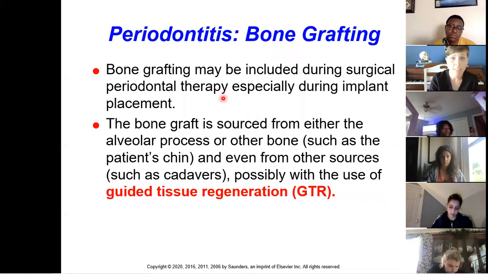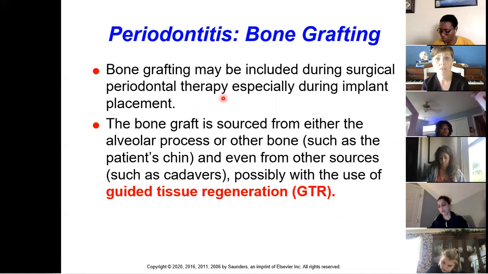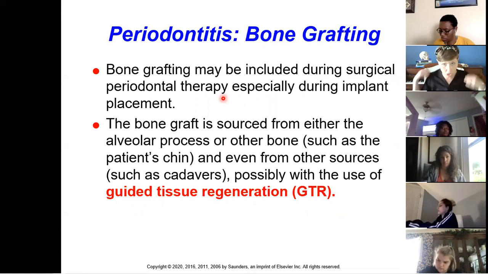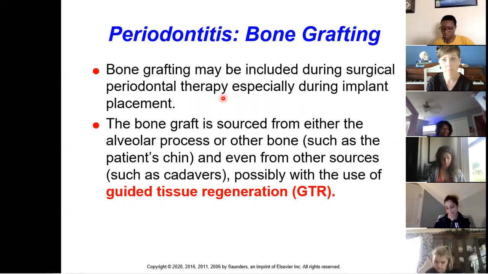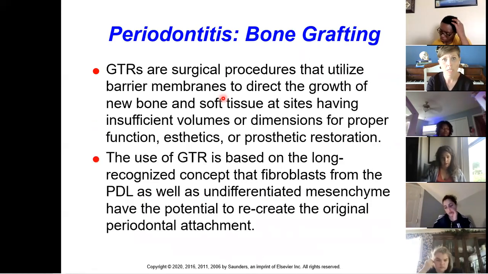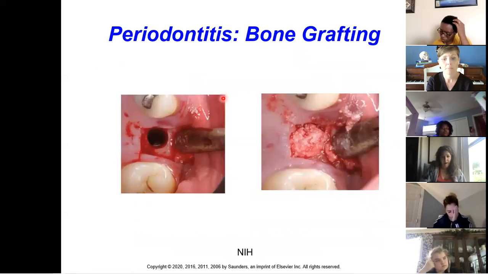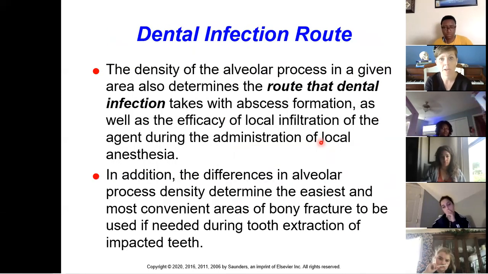And then bone grafting. This is the source from either the alveolar process or other bones, such as a person's chin, and even from other sources such as cadavers, and they surgically implant bone tissue into a surgical site. That's it right there. There's the hole, and then they pack it full of bone. And then they sew it up and then it heals usually pretty fine.